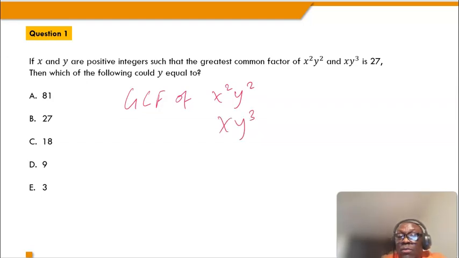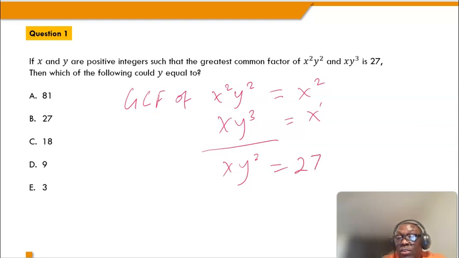Notice here, when we are finding the GCF, we take each of the variables, but we take the one with the smallest power. So for this one, we are going to take x squared, and for this one, we are going to take x power 1. So we have x squared here and x power 1 here. When we are taking the GCF, we'll pick the one with the smallest power, which is x. And for y squared and y cubed, we pick y squared. Then you equate that to 27.